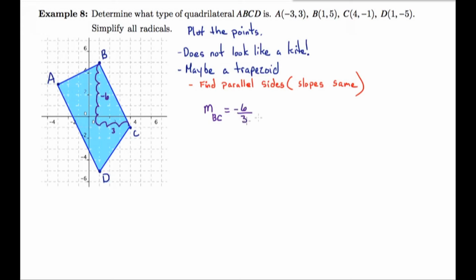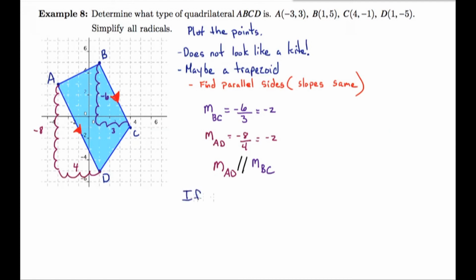So let's check. Going down 6 and over 3 simplifies to negative 2. That's our slope for BC. And the slope for AD, we're going down 8 and over 4. So negative 8 is our rise and 4 is our run. We get negative 2. So the slopes are the same. Slope of AD is parallel to the slope of BC. So I'm going to put my parallel symbols here. So it's a trapezoid, but maybe it is an isosceles trapezoid.